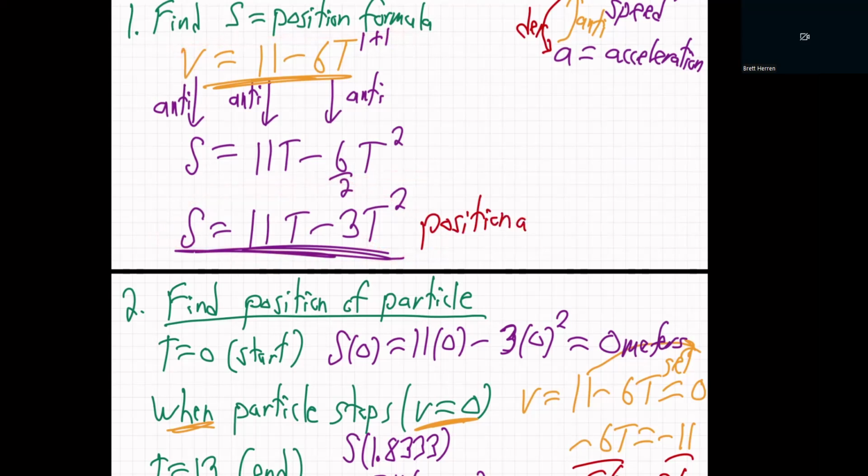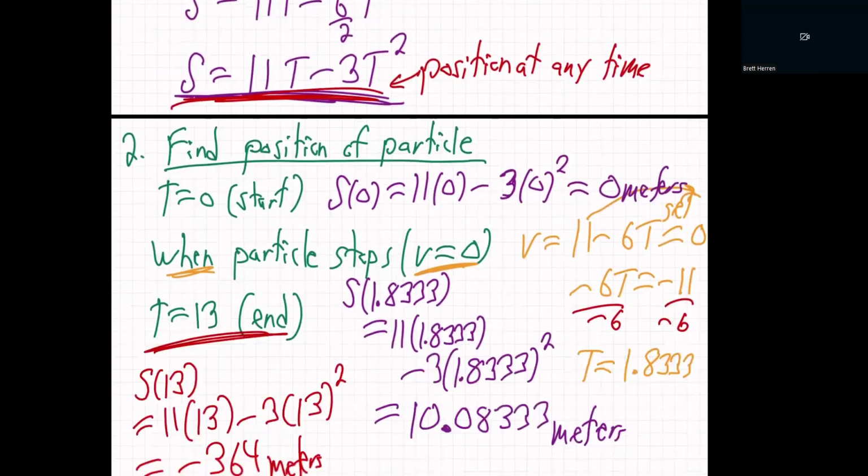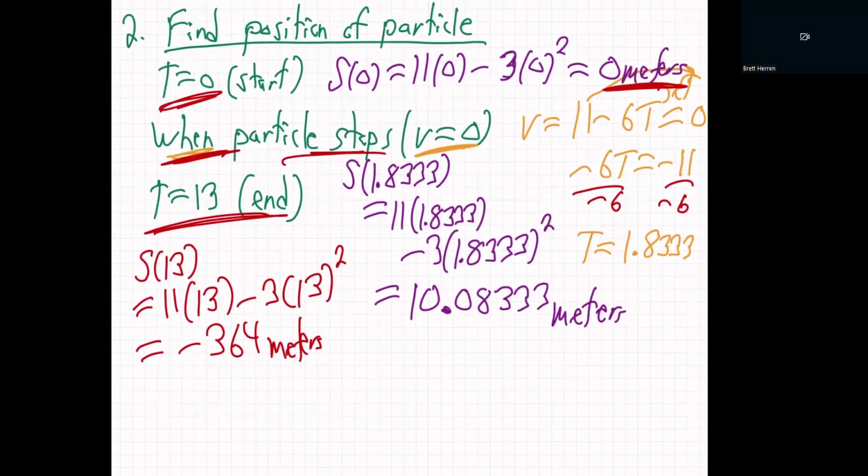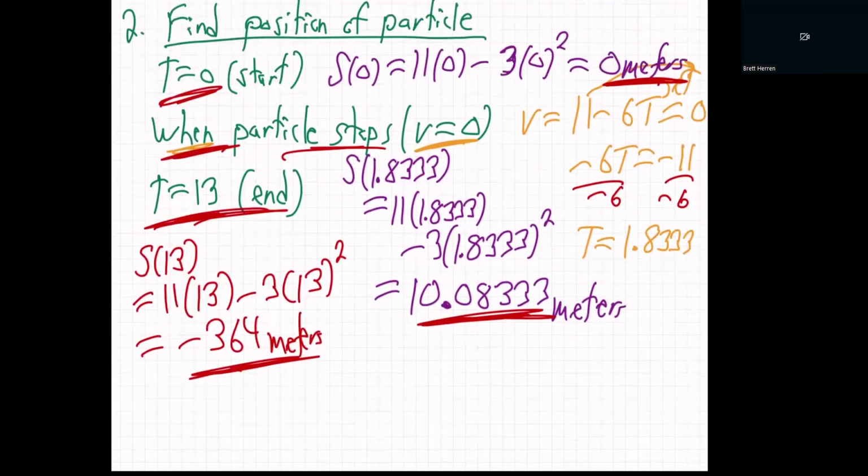Position at any time. That's what that equation is, this equation right here. And then we used it to find out what's the position of that particle at the start at t equals 0. It's at 0 meters. And what is the position when the particle stops? 10.083 meters. And then what is it at the end? Negative 364.